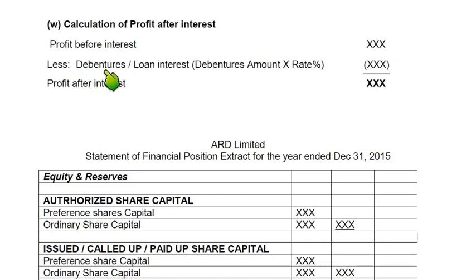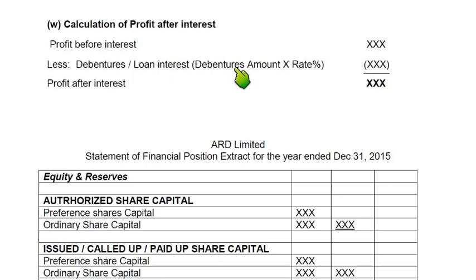So debentures are the same as a bank loan and they are paid interest and they are of a fixed maturity, and once that maturity is reached, you have to return the money that you have borrowed. Normally it is purchased by the general public. So debentures or loan interest, this is the main difference in the income statement.